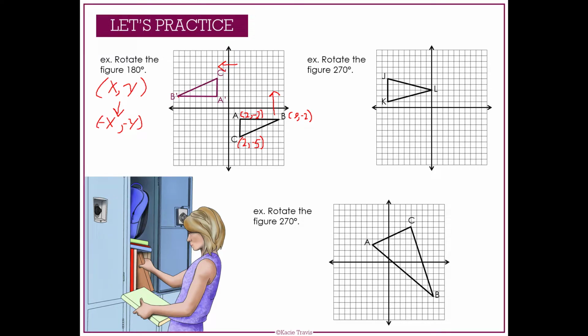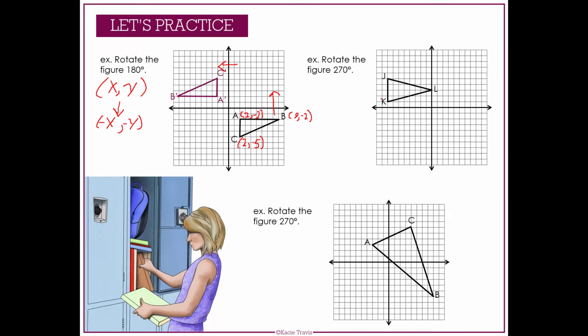Now, as you go around, remember, these rotations that we have are going to tell you where to go. So if I was rotating it around 180 degrees, see how I've made those arrows to where I went up to the first quadrant, to the second quadrant? This is just telling me how many times I'm turning.